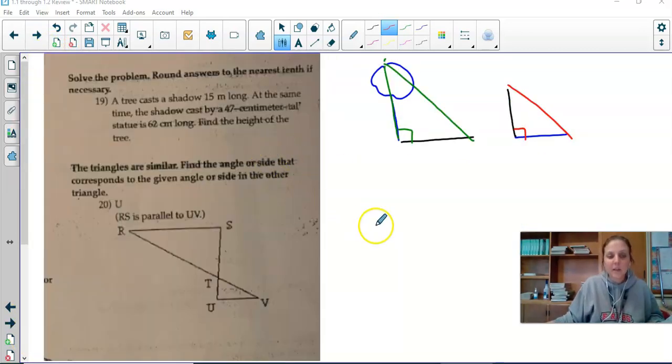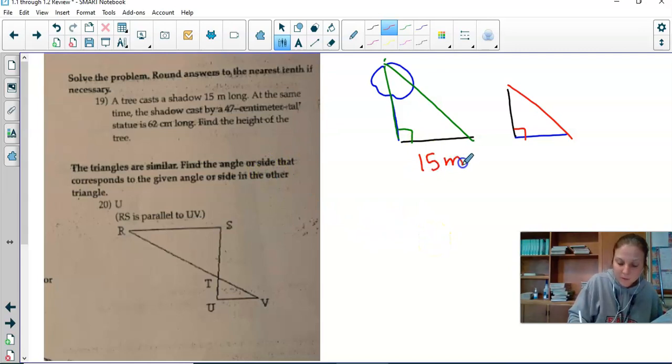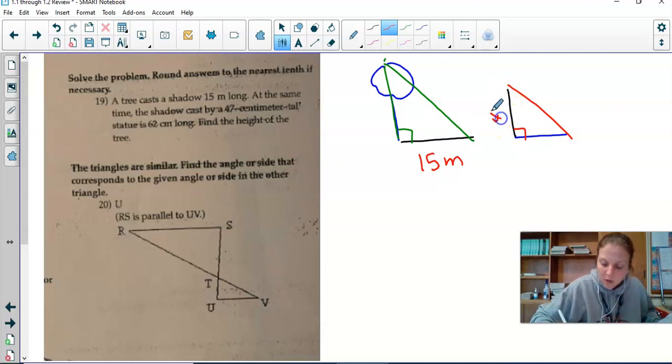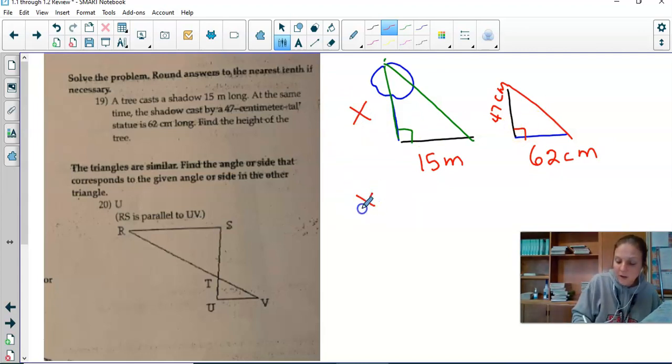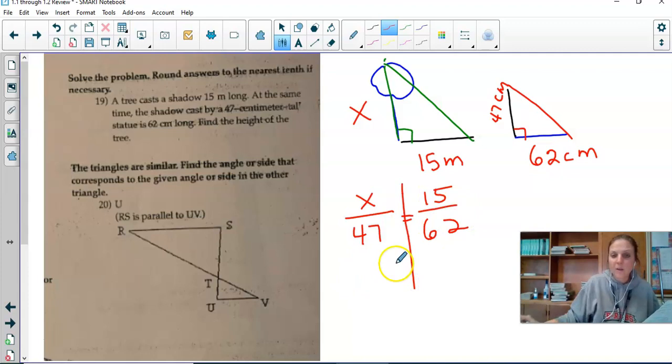Okay, number 19. A tree casts a shadow that's 15 meters long. At the same time, the shadow cast by a 47 centimeter tall statue is 62 centimeters long. Find the height of the tree. Okay, so I just am going to set up a proportion. X over 47 equals 15 over 62. Go ahead and cross multiply.